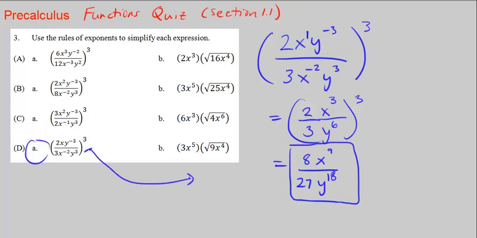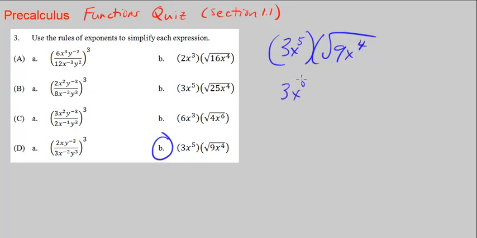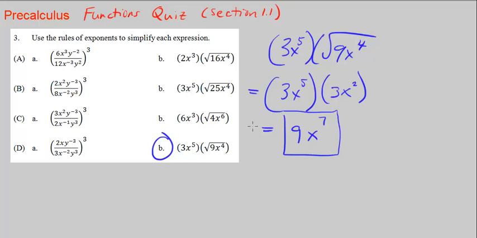Okay, so finally, let's look at part B. Part B, right here, is 3x to the 5th times square root of 9x to the 4th. So 3x to the 5th, well, we know square root of 9 is 3. Square root of x to the 4th, well, x squared times x squared is x to the 4th. So then we just multiply those across. We get 9x. We add the exponents, to the 7th. And that is part B. So this ends number 3 in all 4 versions of the quiz.